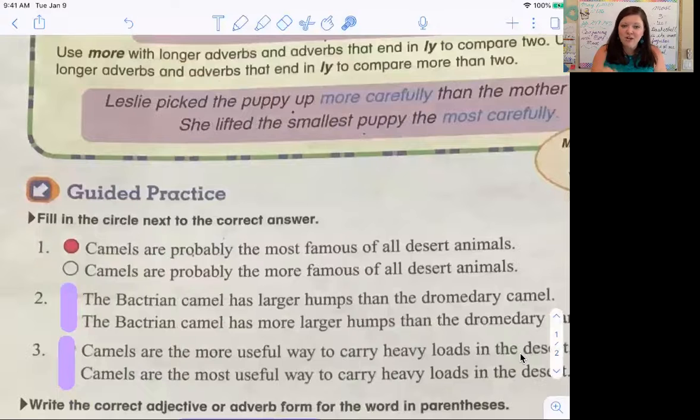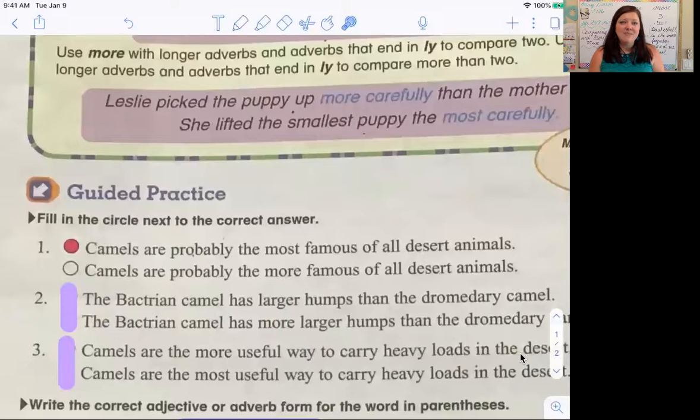Remember, I want you to look down and see where there's a difference. Same, same, same, same. Ooh, this is different. Should it be larger or more larger than the dromedary camel? Well, let's think back to what I said earlier and our hint in the oval that we read. Can we ever have a word that ends in ER with more out in front? No, that's called a double comparison. We can only have one or the other.